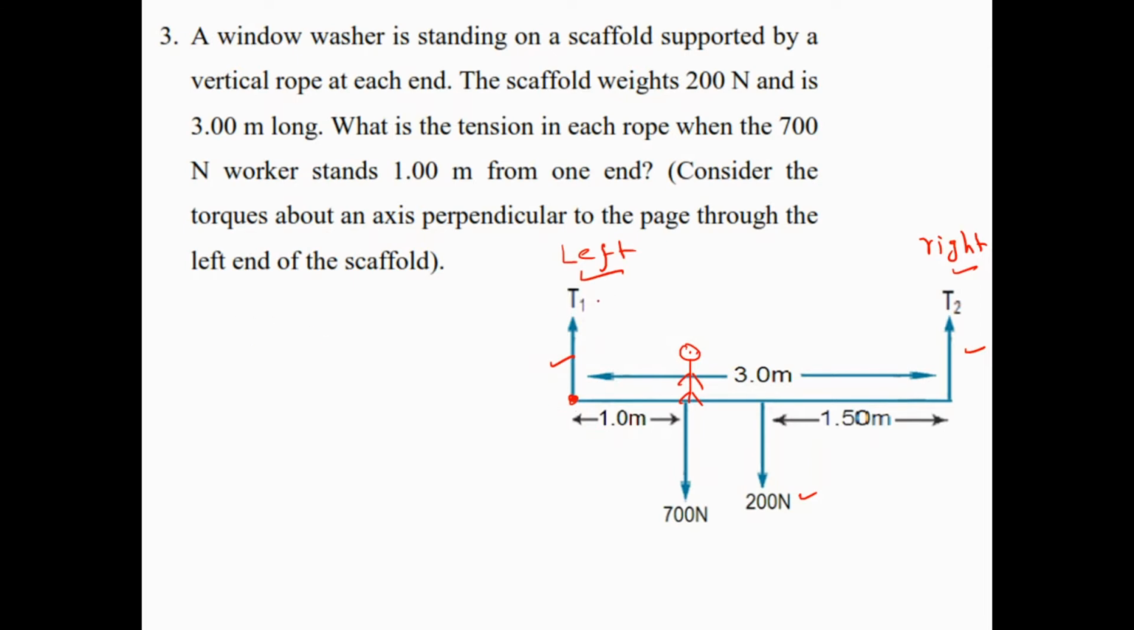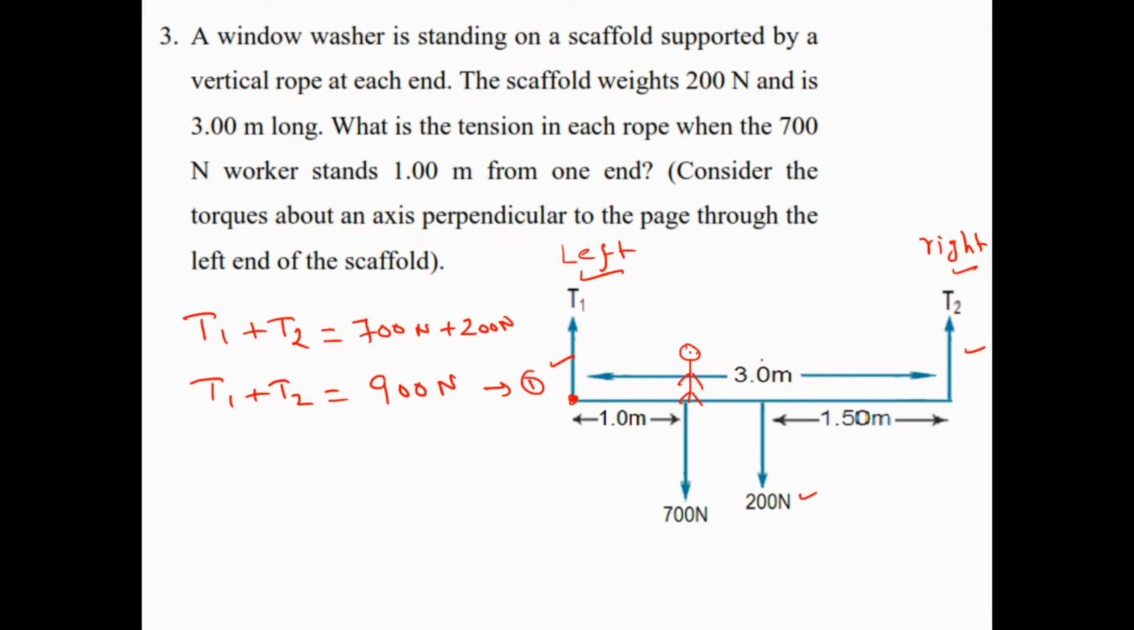First of all, I am going to identify how many forces are acting in the upward direction and how many forces are acting in the downward direction. So here T1 and T2 are in the upward direction. So T1 plus T2 is equal to the downward forces. What are the downward forces? 700 Newton plus 200 Newton. So what's the total? T1 plus T2 is equal to 900 Newton. So I'm going to take this equation as equation 1.